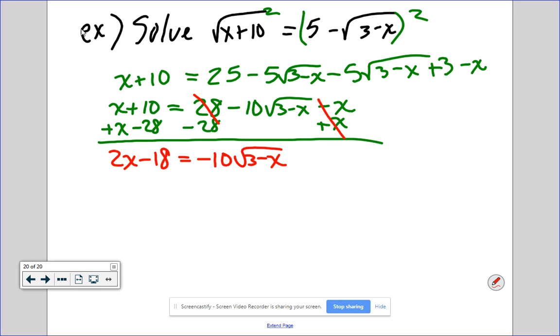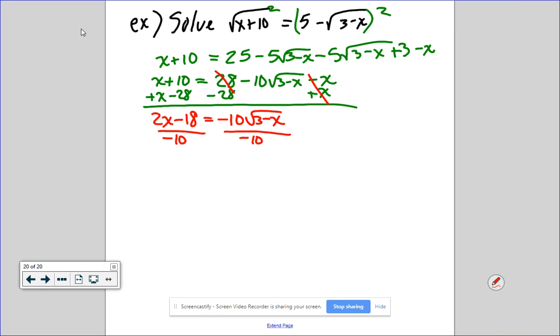Now I have to move the 10. It's multiplied, so I have to divide by 10. So I've got negative 1/5 x plus 1.8 equals the square root of 3 minus x. 1.8 is just 18 divided by 10. It's positive because negative divided by negative is a positive.